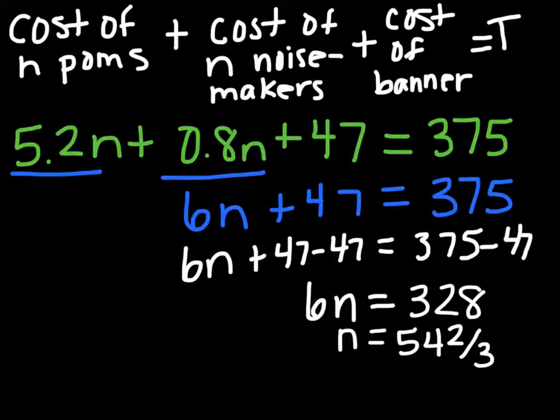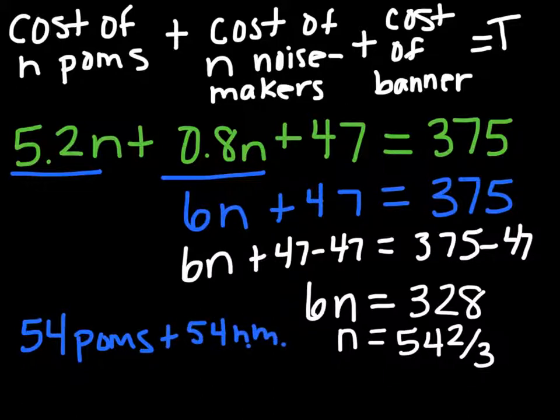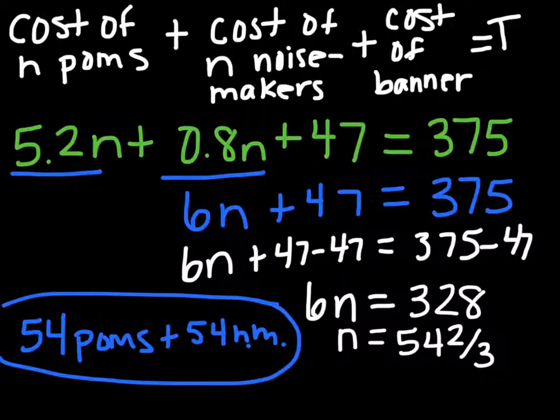Our cheerleaders can't buy 54 2/3 of a noisemaker or 2/3 of a pom-pom, so we'll have to round our answer down to 54. They can purchase 54 poms and 54 noisemakers for their basketball celebration.